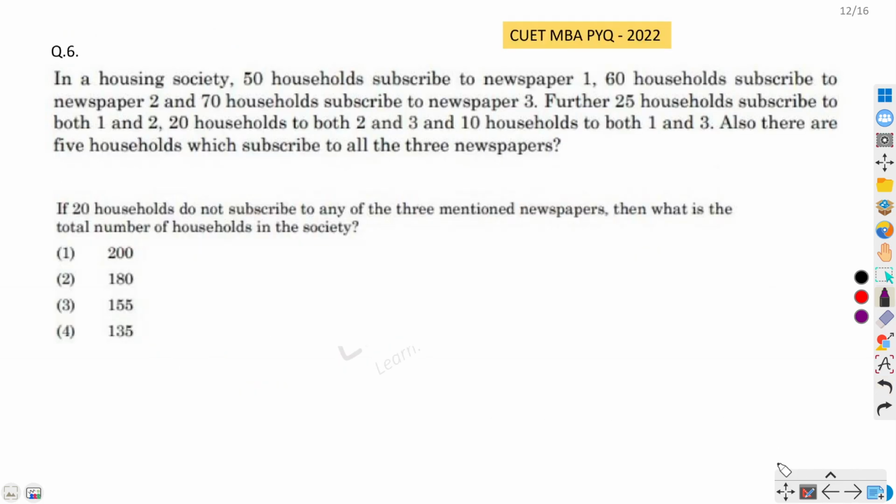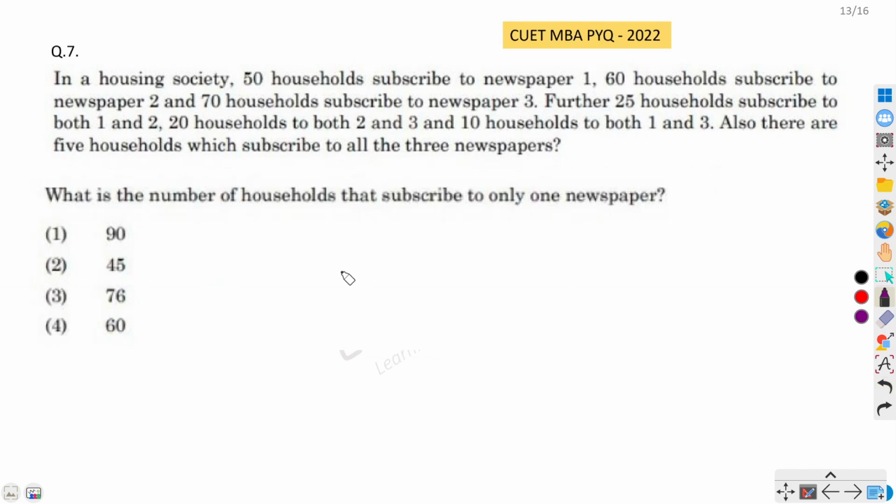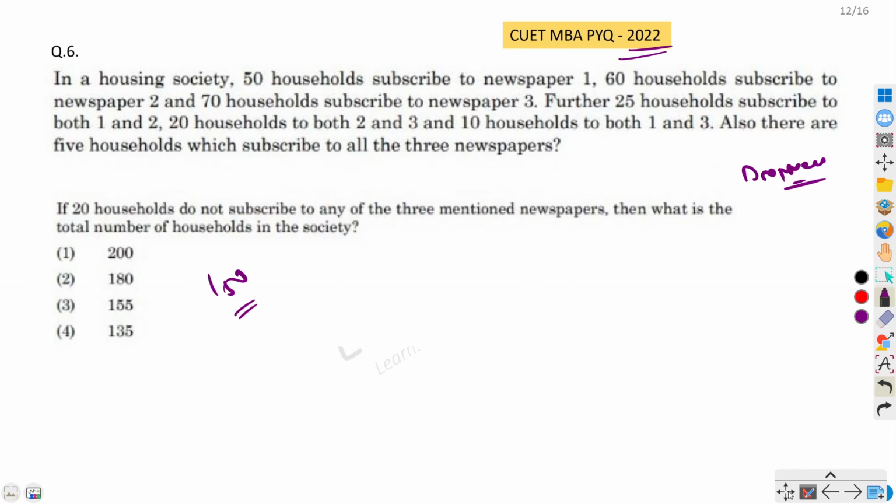Okay, let us discuss some previous year questions. This is from the 2022 paper, and this question was actually dropped. Why was it dropped? Because none of the options matched the answer. The answer for this one is 150, and none of the options match 150. And in the next question we have 85 as the answer, again none of the options match. So that's why they dropped the question. But let us solve this question.